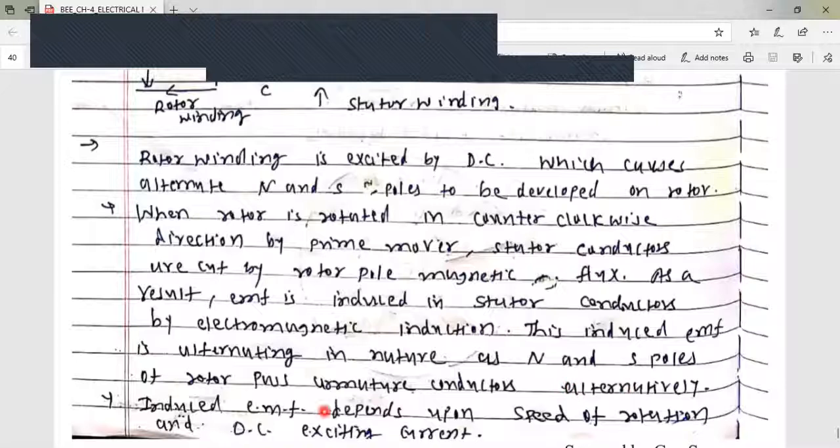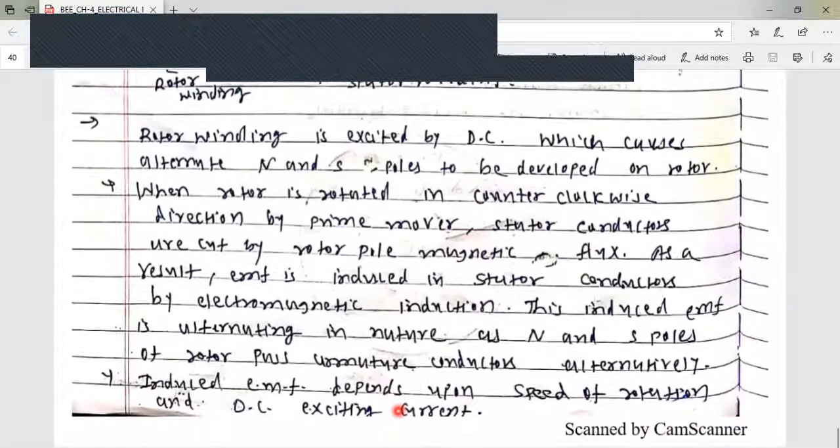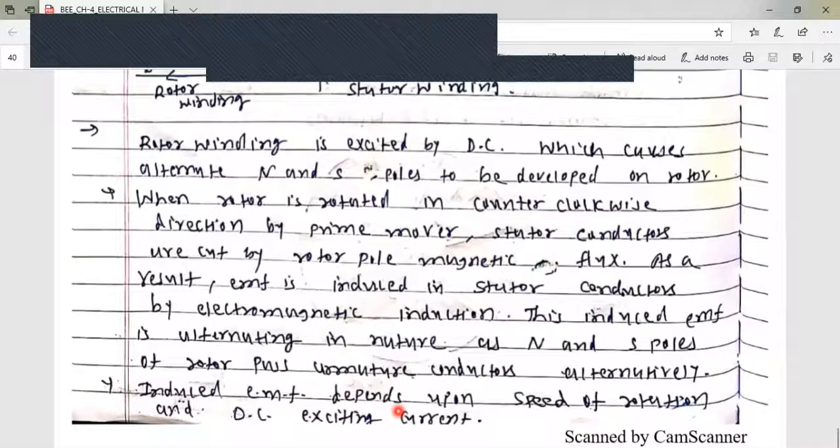So induced EMF depends upon the speed of rotation and DC exciting current. Here, the induced EMF is alternating in nature. That's why the synchronous generator is also known as alternator.